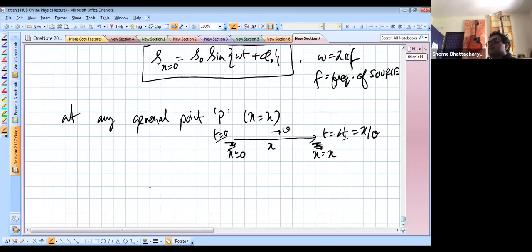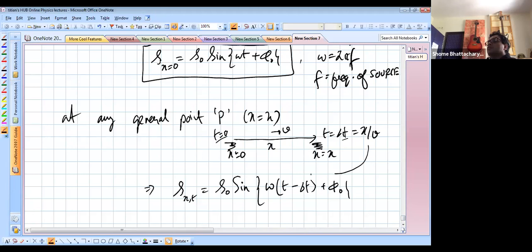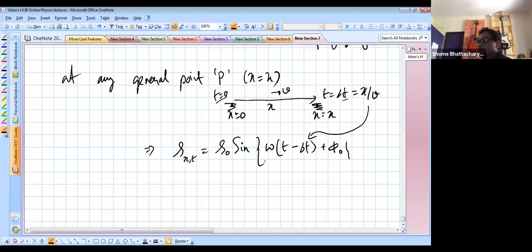So s at x as a function of time becomes s naught sine of omega times (t minus delta t) plus phi naught, where that delta t is nothing but x by v. And how do I know v is constant? Because the medium is having uniform properties. Whatever the air or gases or whatever fluid medium is filled over there, it has uniform or isotropic properties. So we'll assume that the wave propagates at a uniform speed.